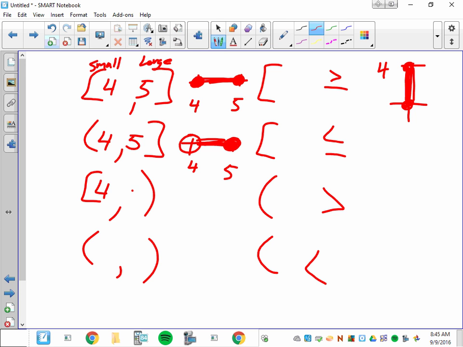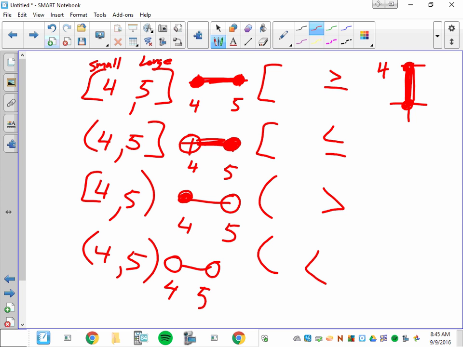So this one, 4 to 5, would be closed circle on the 4 and open circle on the 5. And then the last one would be open and open. So everything in between 4 and 5, but not including 4 and 5 itself.